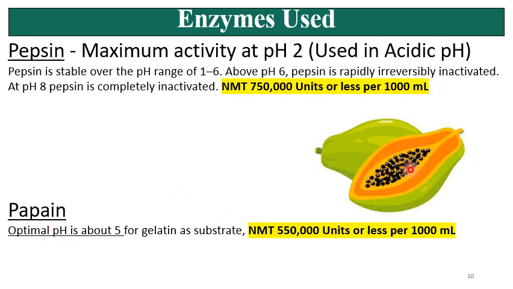Then coming to the papain. Papain comes from papaya. It is extracted from the papaya. Optimal pH is around 5 for gelatin as substrate. See, the optimal pH will change as per the substrate, but for gelatin it is pH 5, and not more than 550,000 units per liter is recommended.